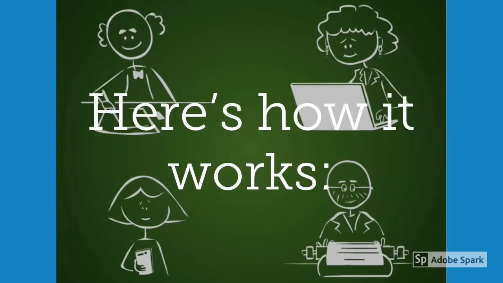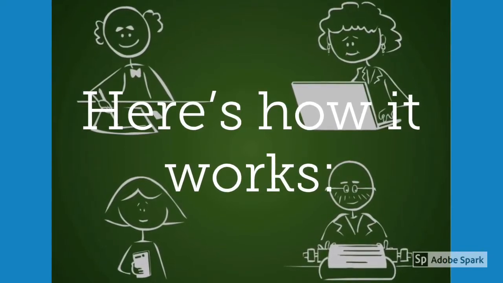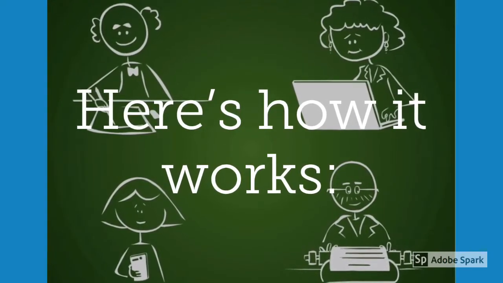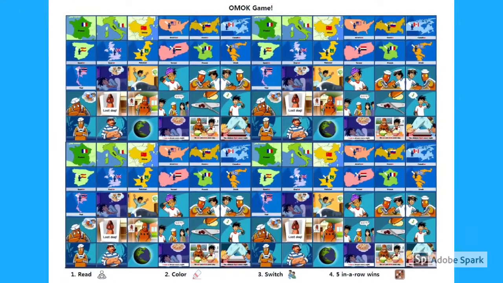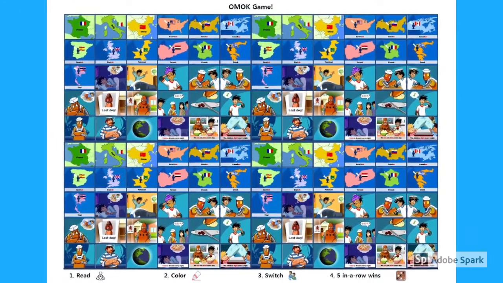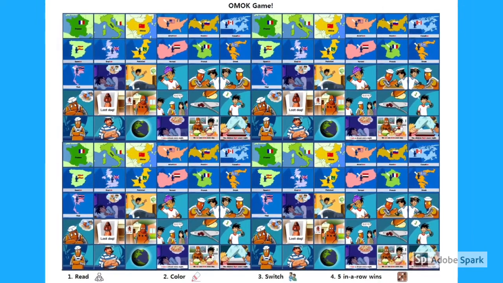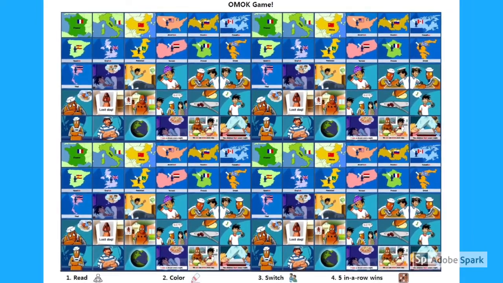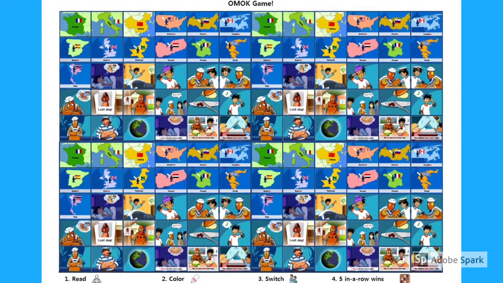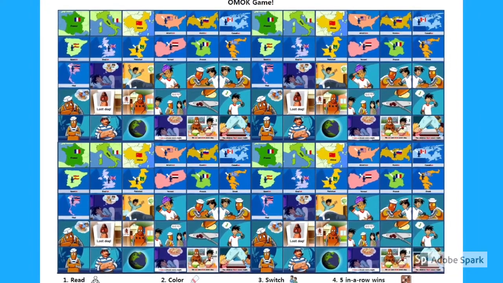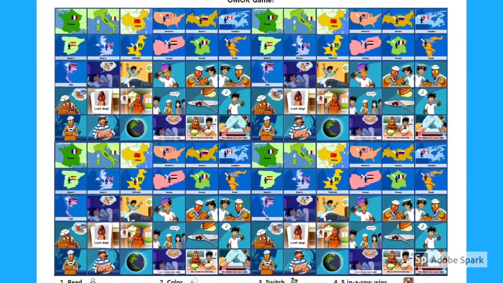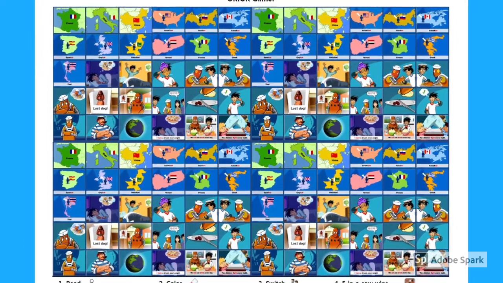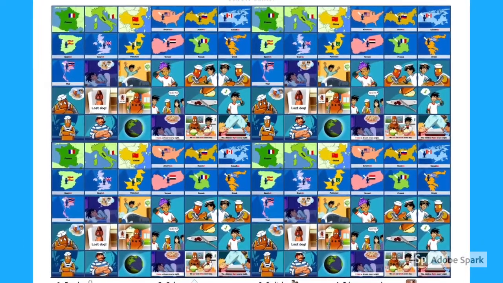Okay, now that you know what OMOK is and how you play, here's how it works in my English language classroom. Okay, this is what my standard OMOK game board looks like. It's got 120 boxes that I print out in color. These pictures are taken from my lessons. I use my smartphone and take screenshots of what I think are the most important scenes in the video. These are videos that we use from Brain Pop ELL.